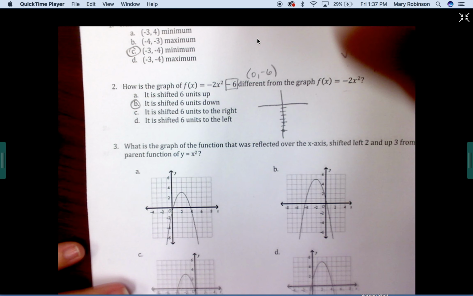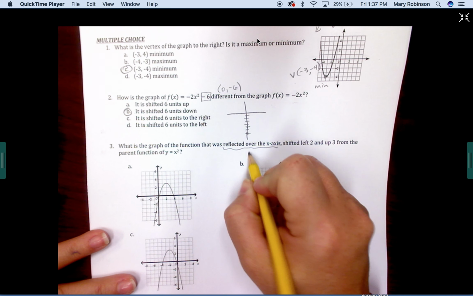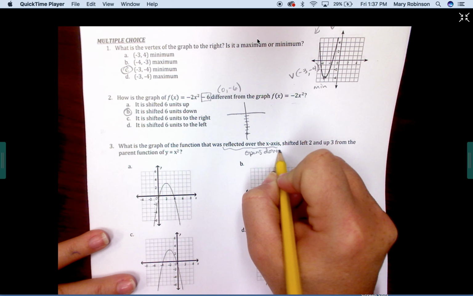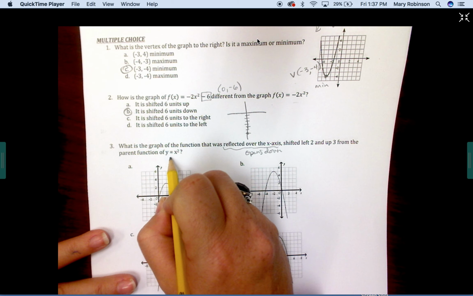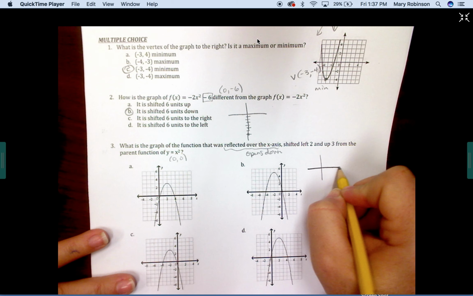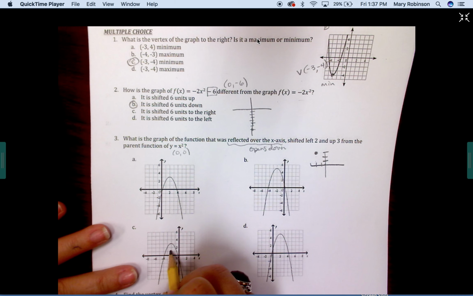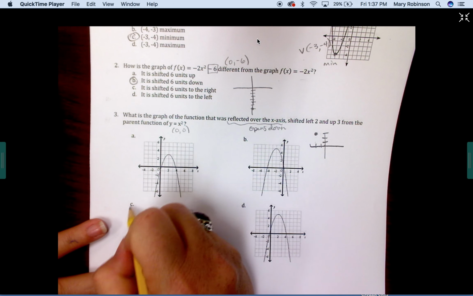Number 3, what is the graph of the function that is reflected over the x-axis? That means it opens down. Shifted left 2 and up 3 from the parent function. Recall that your parent function starts at 0, 0 as for the vertex. So if I go from 0, 0, left 2, and then up 3, that is going to put a vertex right here, and it's going to open down. So you should be looking for the parabola where you go left 2, and then up 3, and then it is vertically reflected over the x-axis, opening down. So this was C.